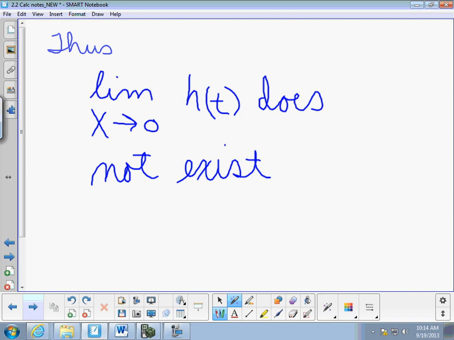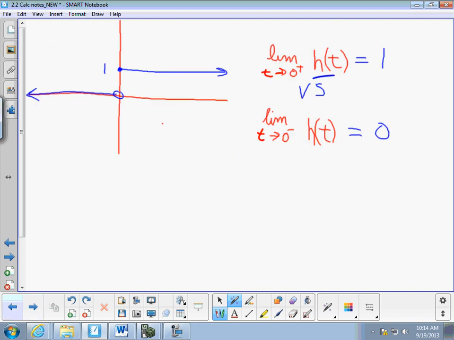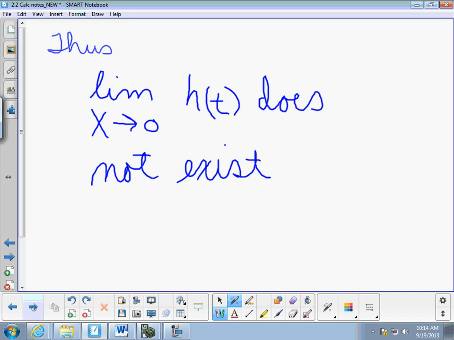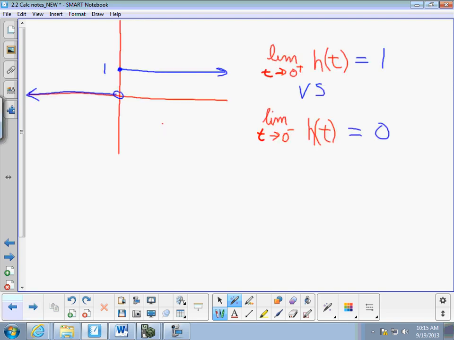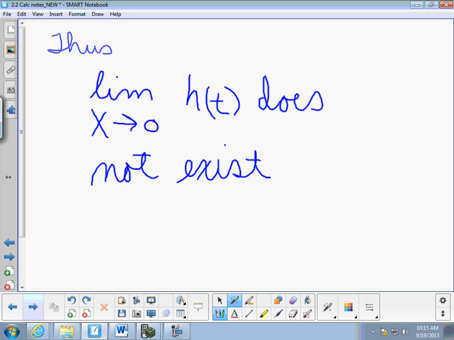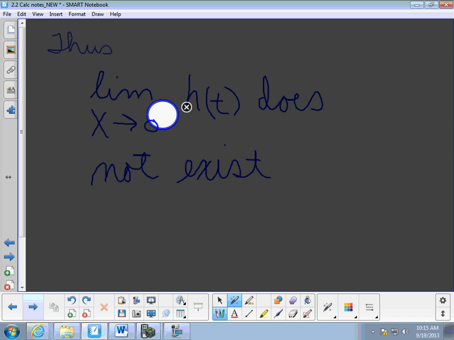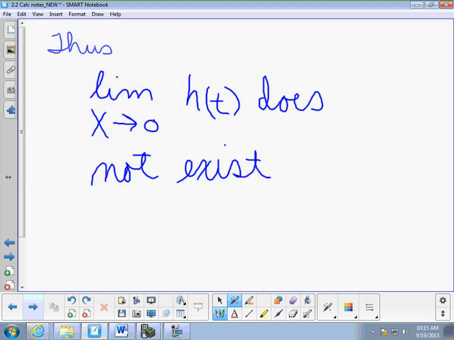Notice what this says now. This was h of t. I defined this function as h of t. And look at what this is saying about h of t now. What's the difference? Why am I suddenly saying it doesn't exist, even though back here I said it equals 1, it equals 0? There's no plus or minus right here. And so this is a two-sided limit. Since the limit from the left and the limit from the right don't equal each other, the two-sided limit doesn't exist.